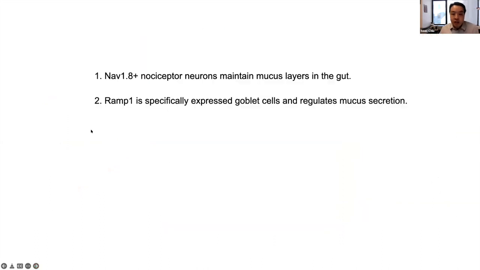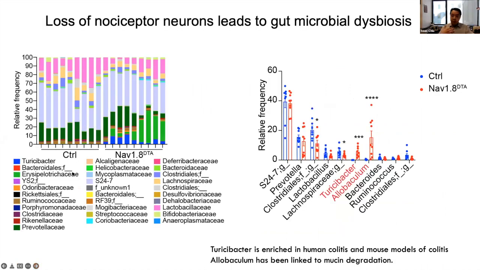So then the question is, okay, I've shown you so far that the neurons are important for maintaining the mucus layer, and that RAMP1 is expressed in goblet cells and regulates mucus production. So what's the physiological function of this axis? First of all, we know that the mucus layer is important for keeping gut microbiome homeostasis. So we looked at whether the microbiome is changed in these mice, and Da-Ping sequenced the fecal samples from the nociceptor-deficient mice versus controls. What he found is dysbiosis, in particular certain bacteria increased, Tyzzerella and Allobaculum, which have been linked potentially to colitis as well as mucin degradation.